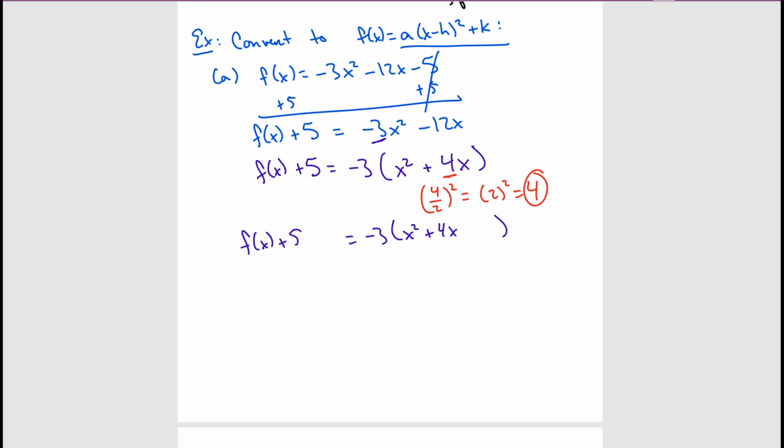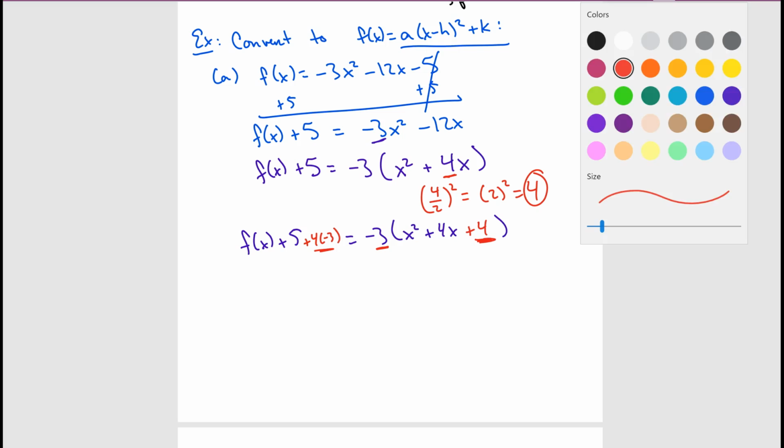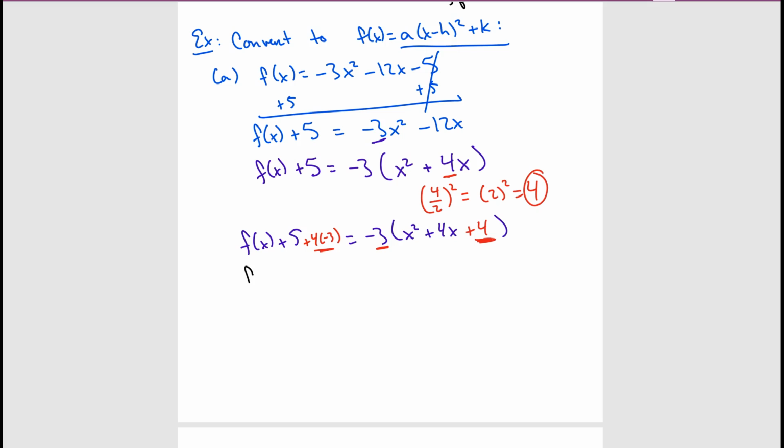Now what I'm going to do here is add this 4. All right, I'm going to add this 4 here. Now, do I have to add a 4 here? No, because remember, I'm not just adding a 4, I'm also multiplying it by this negative 3. So I'm going to add the 4 times this negative 3. Okay, so it's very similar to what we were doing last time. So I'm going to get f of x. So let me just do a couple things here. So 5 plus 4 times negative 3 is going to give me a negative 7.